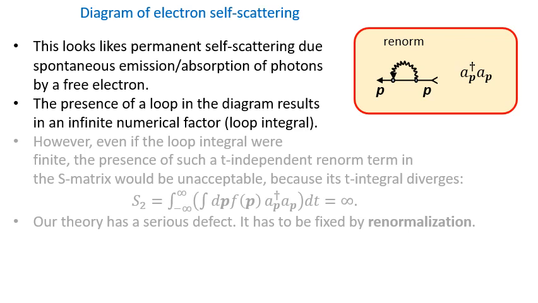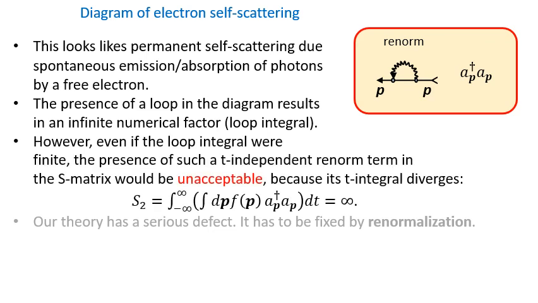One problem is that the diagram loop translates into so-called loop integral which diverges and leads to an infinite numerical factor. But this is not the most severe problem. Even if the loop integral were finite, the presence of renormed terms in the S matrix would be unacceptable, because these terms are t-independent. So the t integral from minus infinity to plus infinity is divergent. The only good renormed terms in the S matrix are zero renormed terms.